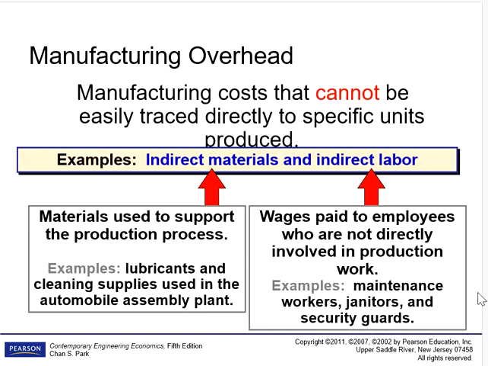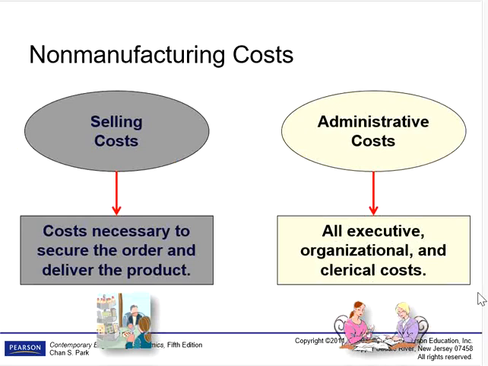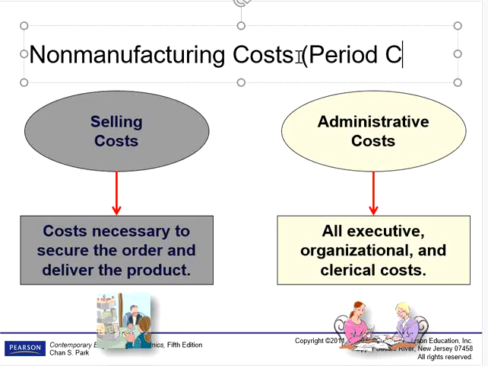Okay, so this is what we call manufacturing overhead. Now, manufacturing costs, or again selling costs, the non-manufacturing cost or period cost, is the same thing. Period cost or non-manufacturing, these are selling costs, costs which are necessary to get an order from a customer and deliver the product. Distribution cost, right?